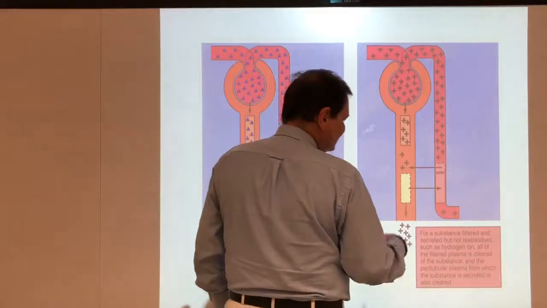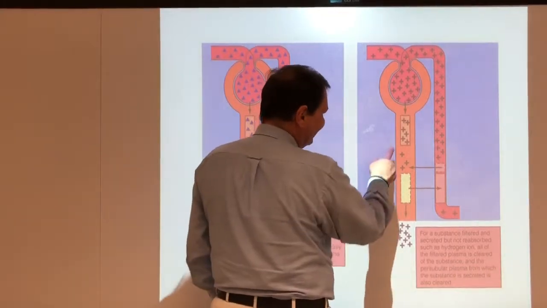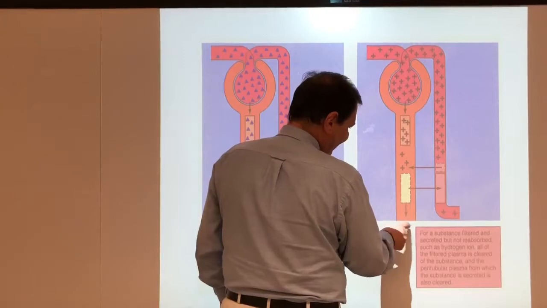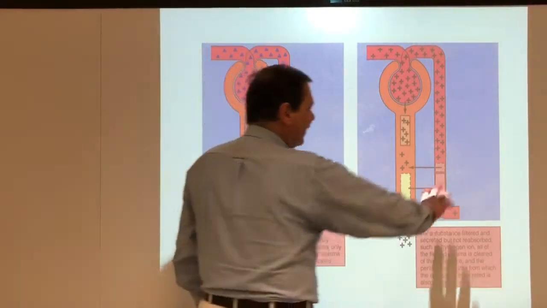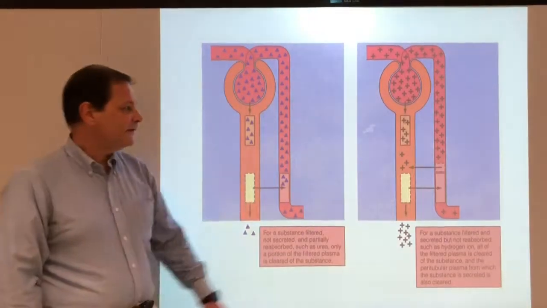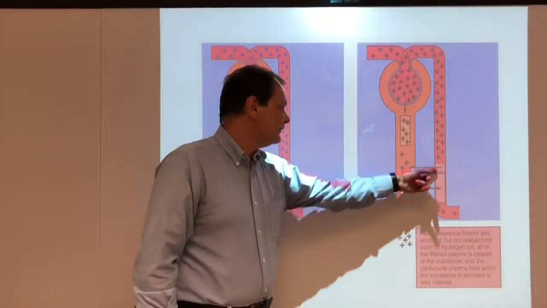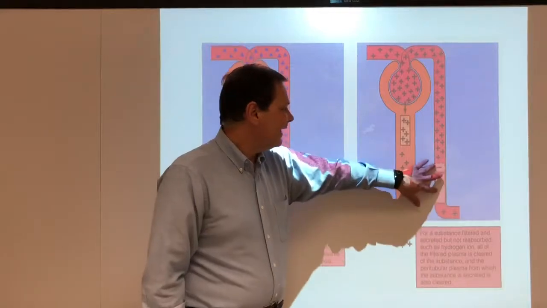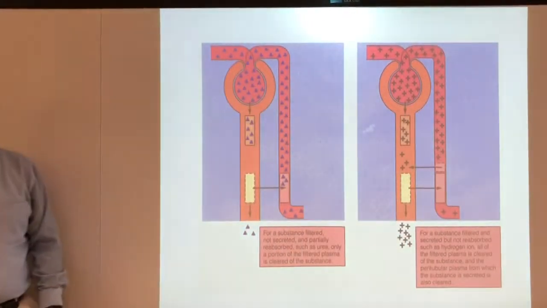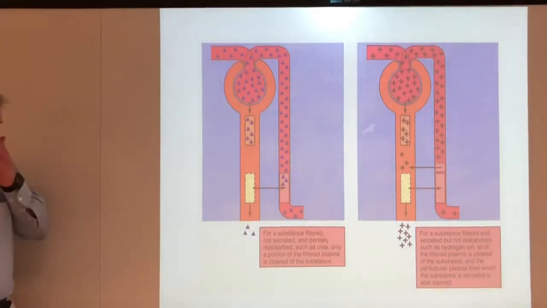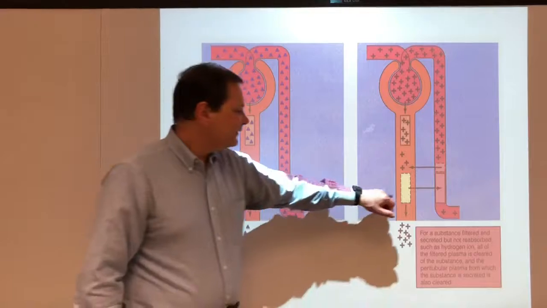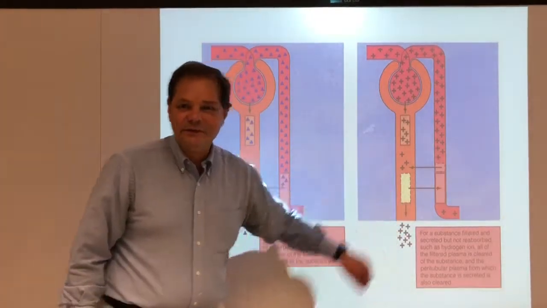And so I've actually added to the clearance, and instead of 6 plus signs, I have 1, 2, 3, 4, 5, 6, 7, 8, 9. Okay? So now I've cleared 9 plus signs worth of plasma instead of 6, because I secreted 3. I filtered 6 and secreted 3. And that means I cleared more of the plasma here of that substance. All right? So reabsorption reduces clearance, secretion increases clearance.